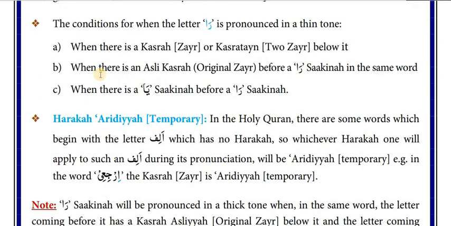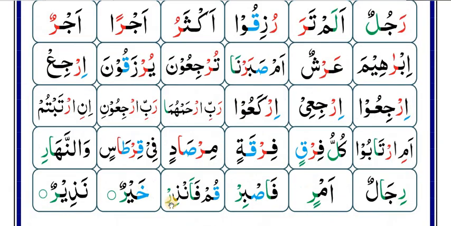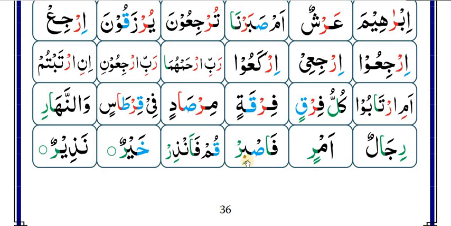Next one: when there is an asli, original zair, like asli kasra, before a raw sakina in the same word. Real zair means this zair is here before the raw sakina in the same word. I am going to tell you after this definition what the difference is between real zair and temporary zair. So here the zair is before the raw sakina in the same word, and we will read in thick voice.